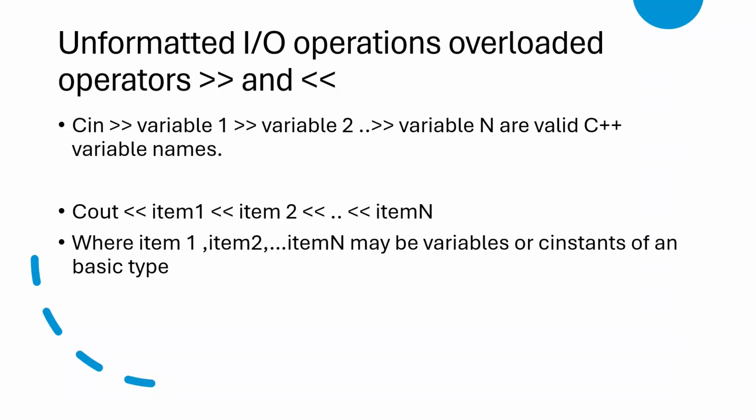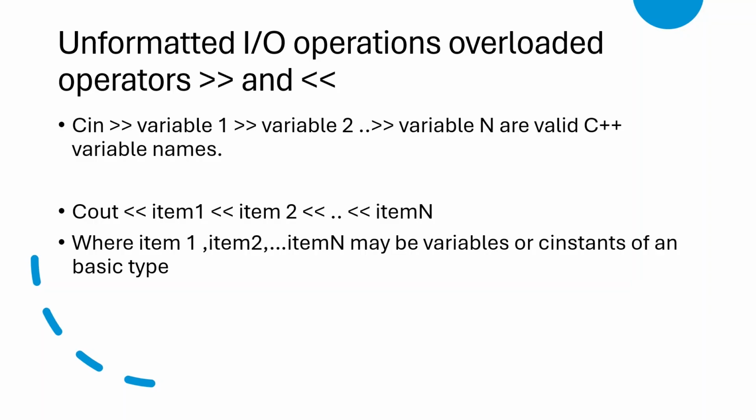Then we have the overloaded operators for extraction and insertion. These are the two overloaded operators. What is meant by overloading? Overloading means we give the same operator different operations. Using cin >> variable1 >> variable2 up to n variables, we can read input. Only whitespace separates the values, initializing the next variable in sequence. So n inputs can be read here.